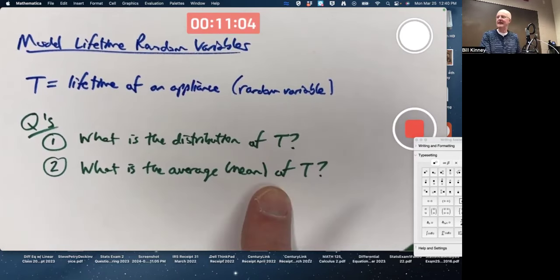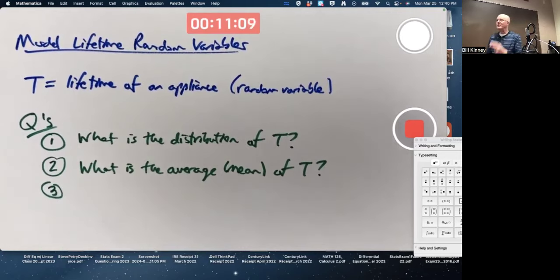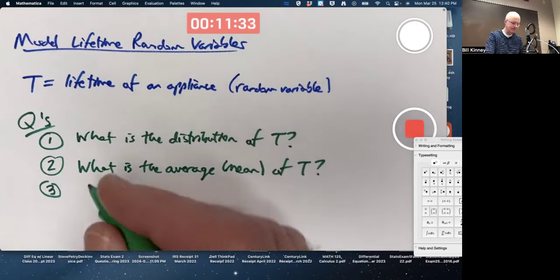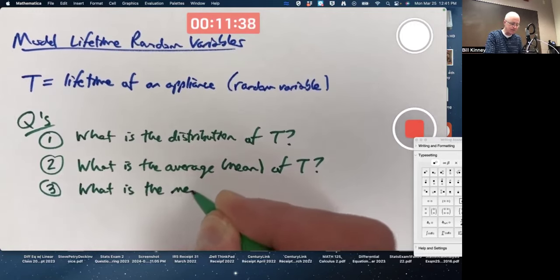And we would want to know, how long do they last on average? But averages can be skewed by high outliers. Maybe every once in a while, a refrigerator lasts 80 years. That's going to really skew the mean. When you add up those numbers and divide by the number of refrigerators you sell, one really high outlier is going to make the mean much bigger than what you would say is a typical refrigerator lifetime. So we're also interested in something else. What is the median lifetime?